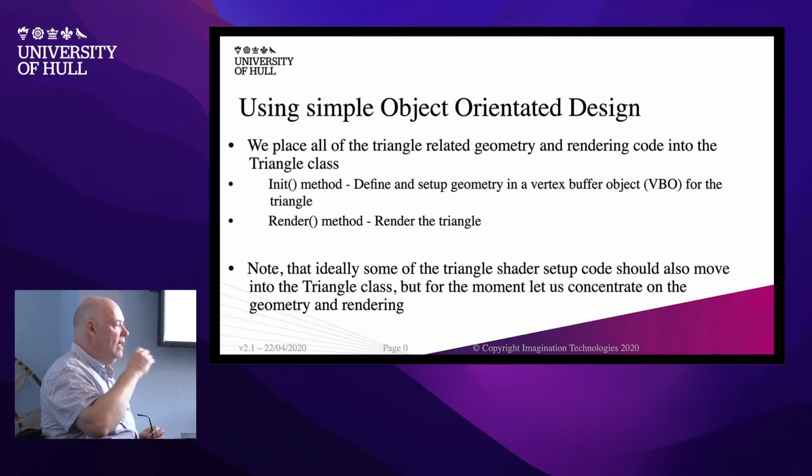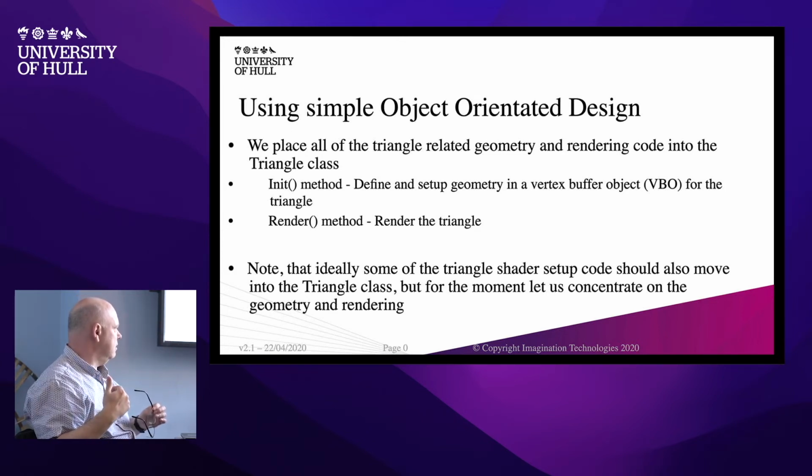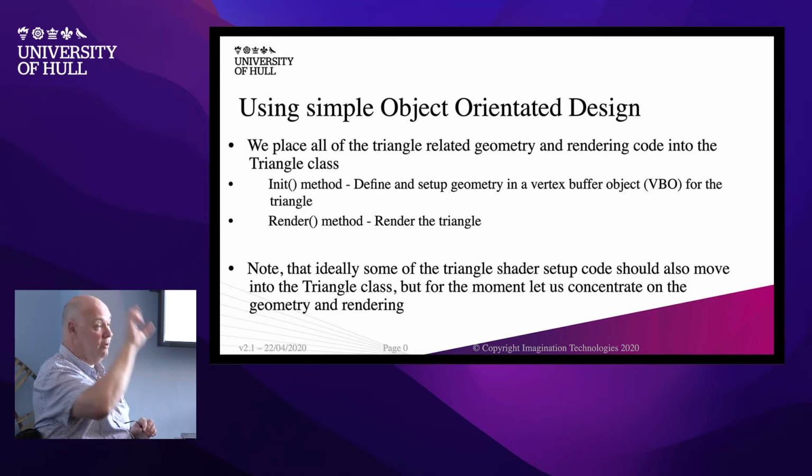Now, ideally, and in fact in the second lab, you will be doing this. I'm actually leaving the shader setup in the main class rather than the triangle at the moment. So the purpose of this is to learn about some of the migration, okay? And in the second part, you'll actually start with the shader code actually in the class. It's the triangle class and so on.